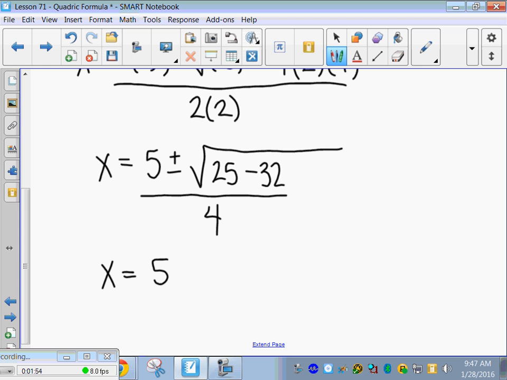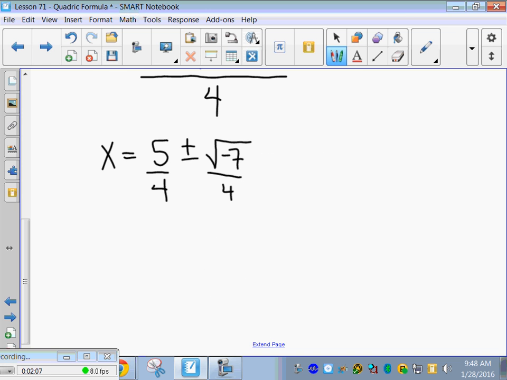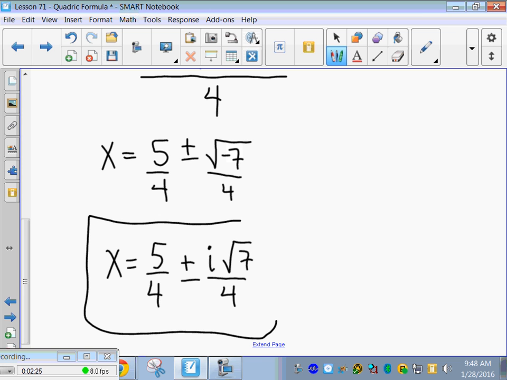Okay, so now I have 5 plus or minus 25 minus 32 gives me negative 7. Okay, I'm going to divide each piece by 4. That's the same thing as writing it all over 4. So I get 5/4 plus or minus. Anytime you have a negative under the house, we want to take that out. That would be an imaginary piece. And we get our answer.